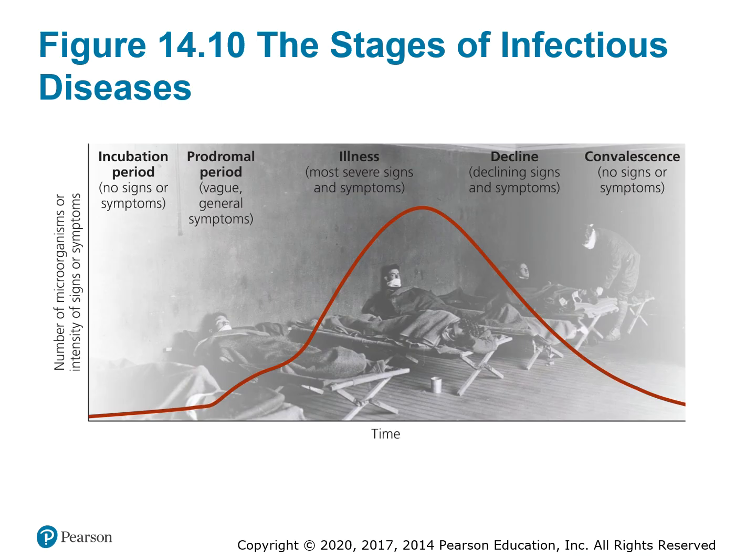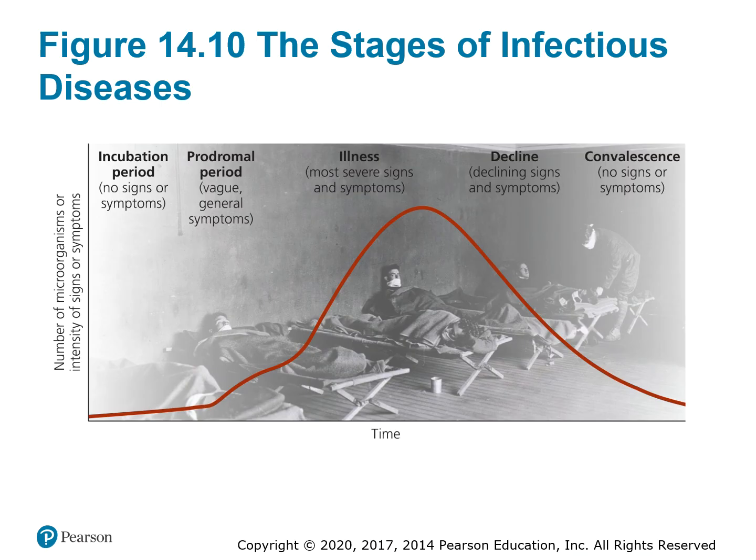You have some vague symptoms, maybe a slight headache, maybe you feel just a little off or a little feverish or whatever. The illness, obviously something's going on. You have severe signs and symptoms. Decline is when those start to go away. And then convalescence is when you no longer have any of the symptoms or signs of the illness.